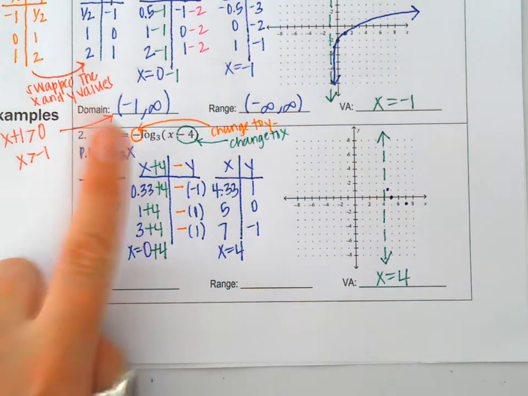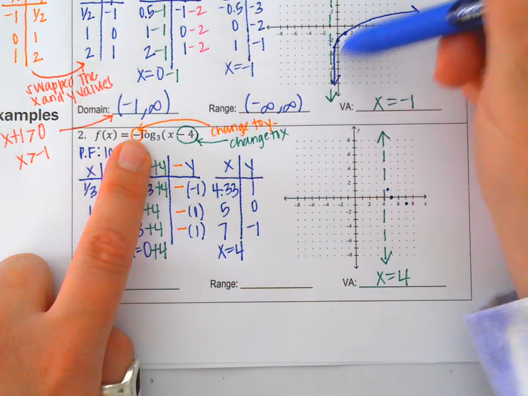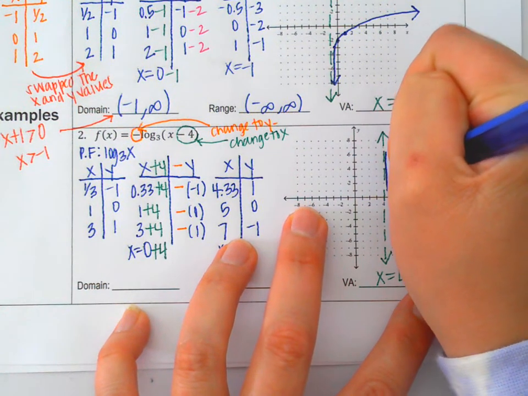So remember, this negative caused a reflection. And so instead of it being a curve like this, it's actually now a curve like this.